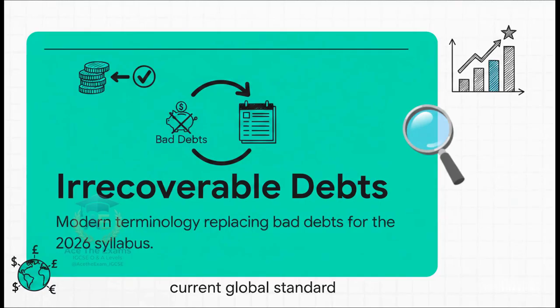standard. Now, you might be wondering what's changed. Well, Cambridge now demands absolute 100% accuracy using modern international terminology. That means you need to be confidently using terms like irrecoverable debts and owner's equity.